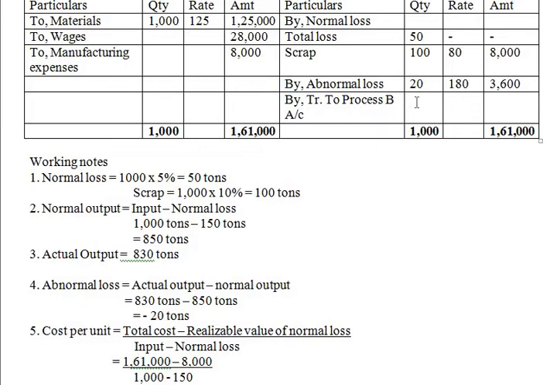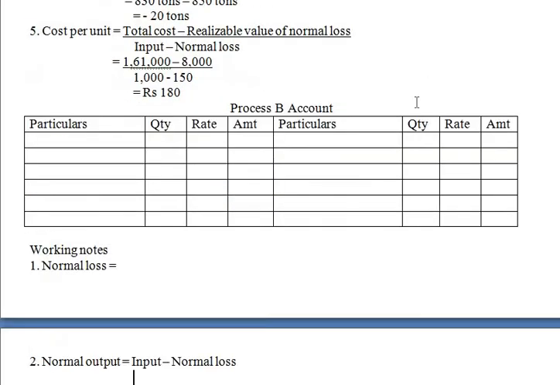So that is 830 tons and it is 180, and here it is 1,49,400. Hope this process account is clear to everyone. Same like we need to prepare process account for B.